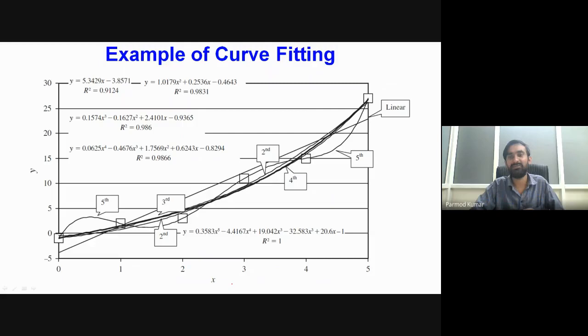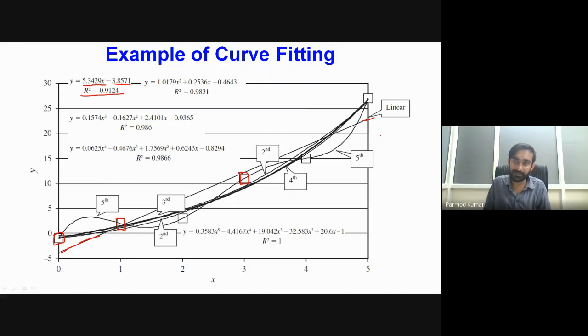To demonstrate that, one example has been given over here, where these squared points represent our actual data set, and this data set is fitted using different orders of polynomials. When it is fitted using the linear polynomial, this is our line, and you can see this is a linear fit. The equation of the linear fit is coming out to be 5.3429 into x minus 3.851, and the corresponding r square value is 0.9124.